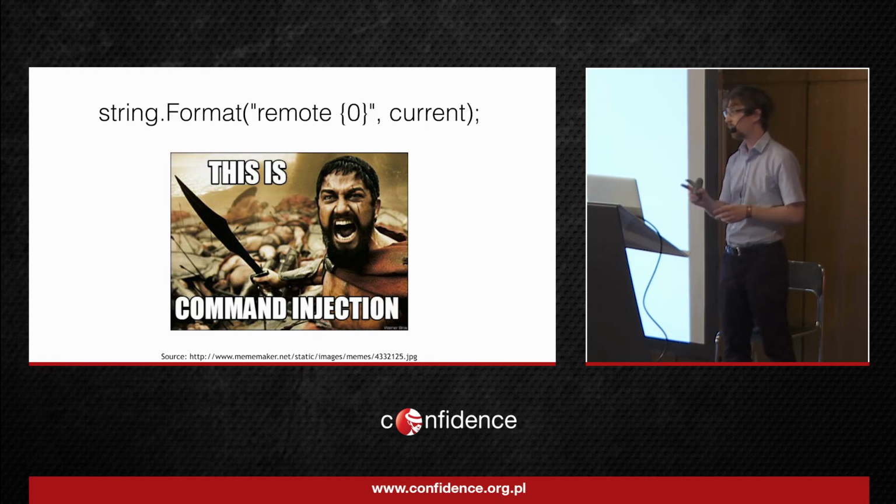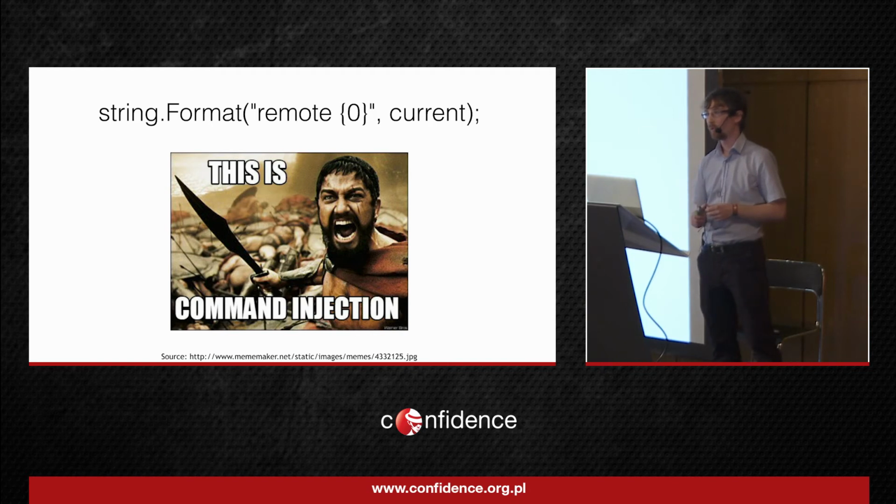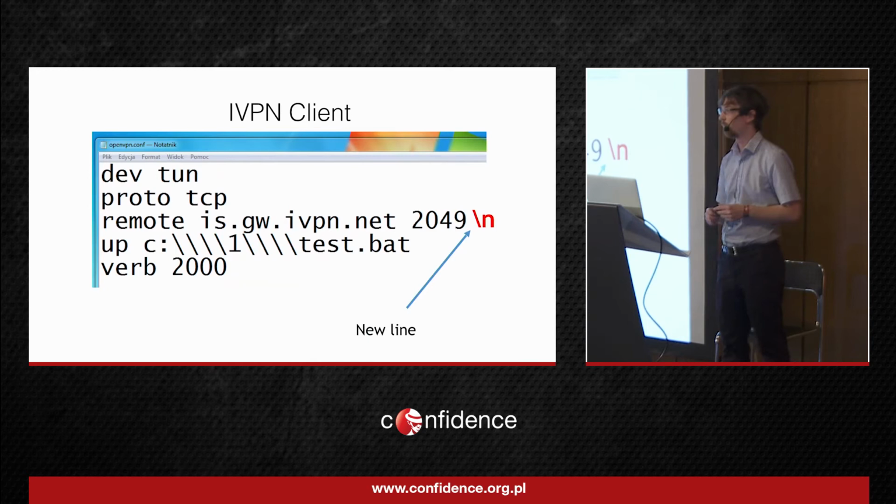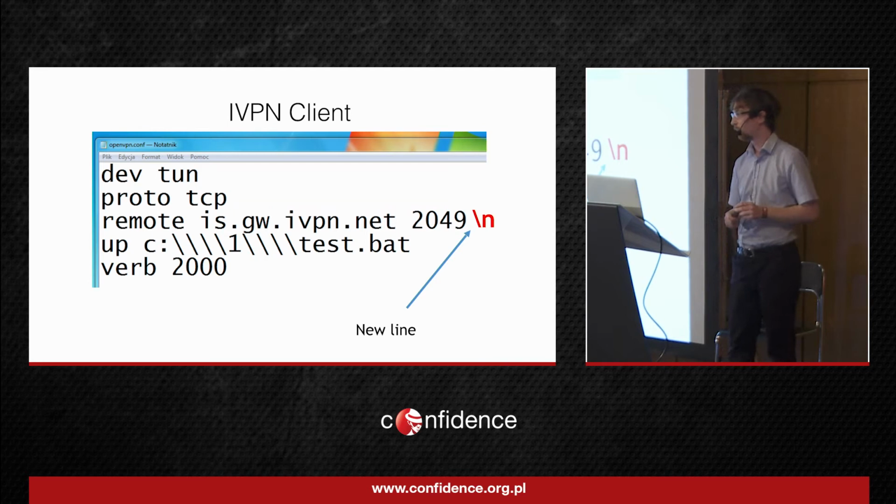There are two ways of passing something to OpenVPN. The first one is using the command line, as I gave you an example previously. And the second one is a configuration file. So we are storing every config inside the configuration file, and we are passing only the path to the configuration file to OpenVPN. And in that previous code, they use the C# format.